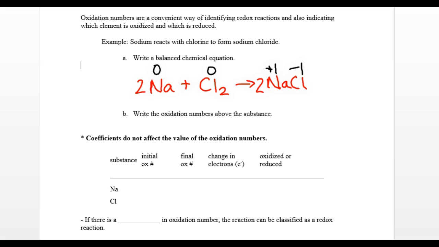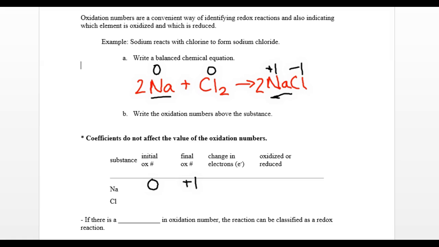If we take a look at the equation, we see a change in oxidation number between the sodium that we start off with here and the sodium ion that we finish off with here. This helps us to identify that there is indeed a redox reaction, which means there is an exchange of electrons. Let's do a table. Here we have sodium. Our initial oxidation number in the formula is 0. Our final oxidation number over here is +1.